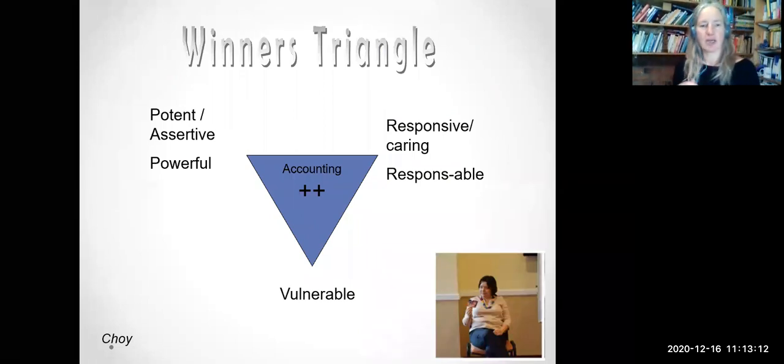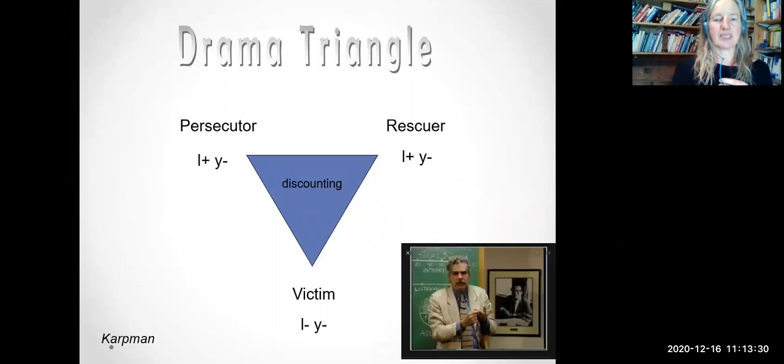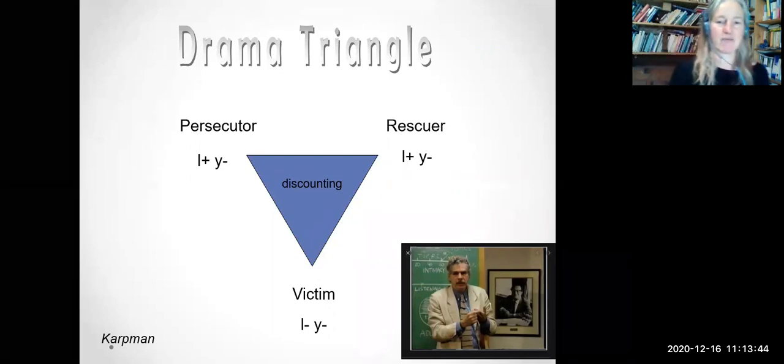And this is the winner's triangle. So Acey Choy, there's her on the bottom, came along and was like, okay, so how do we help people get off the drama triangle? And she came up with the same letters, so P, R, and V, but she said this is the winner's triangle. So you'll notice that in the middle of the drama triangle, it's got the word discounting. And in transactional analysis terms, discounting means that we're not taking into account maybe our skills, their skills, the reality of the situation. We're somehow not seeing things as they really are.